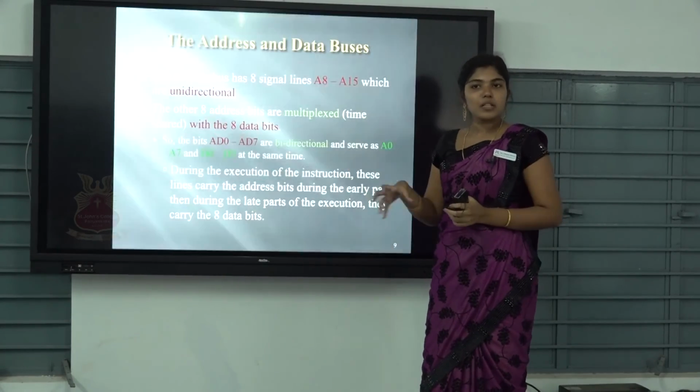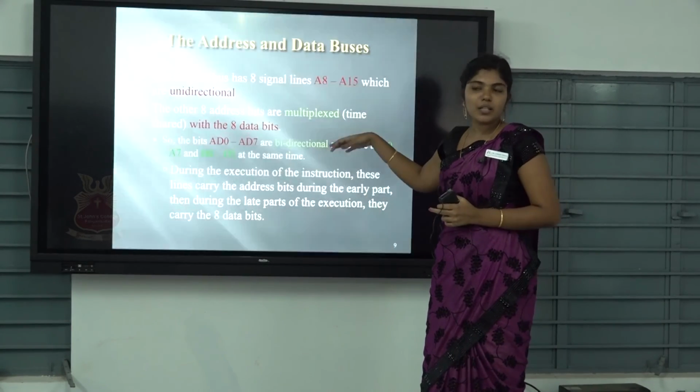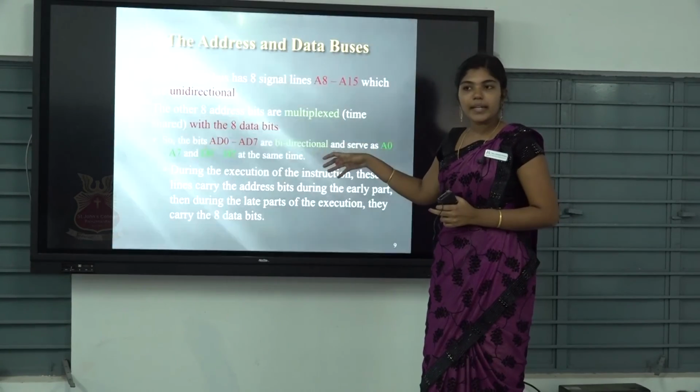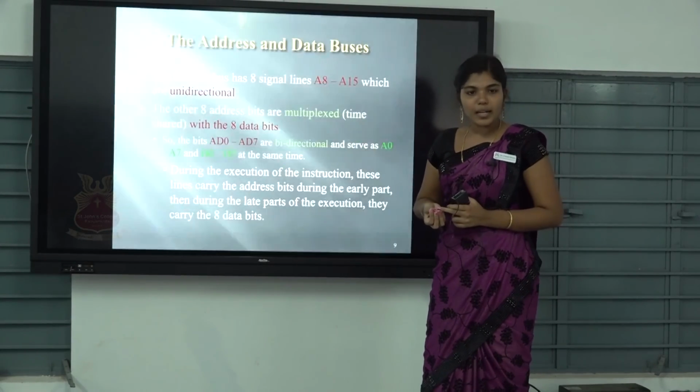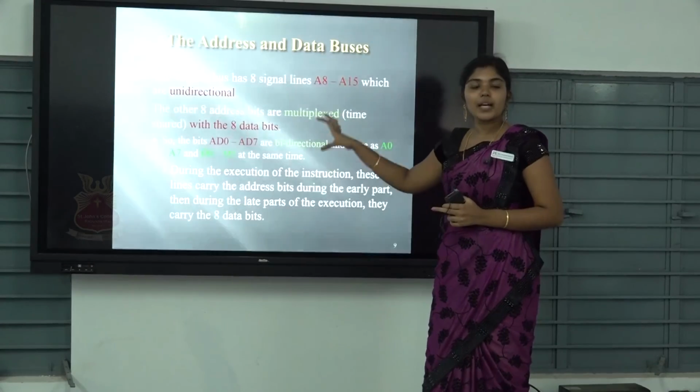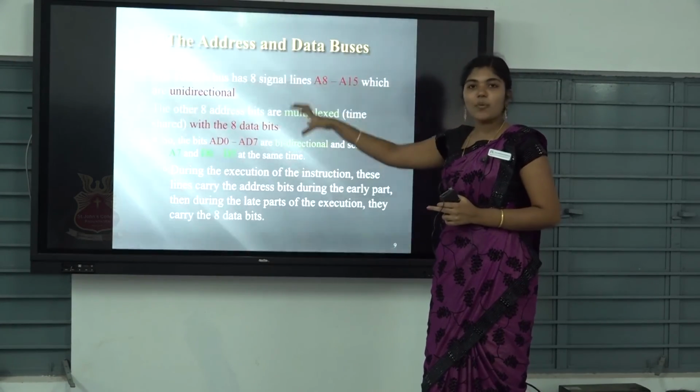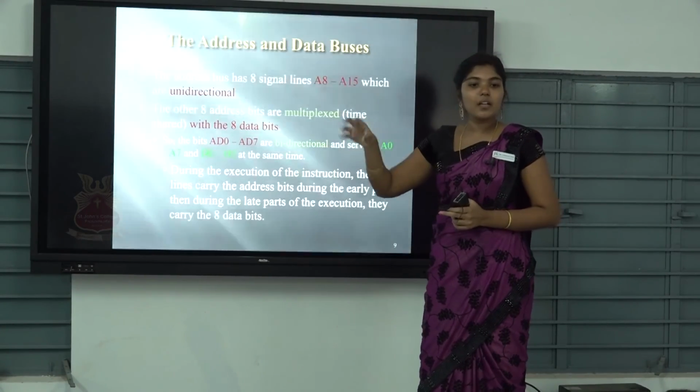The address bus is a group of 16 address lines, and the data bus is a group of 8 data lines. The address bus is only used to carry addresses, but the data bus is used to carry data only. So the job of the address bus is to identify the location.